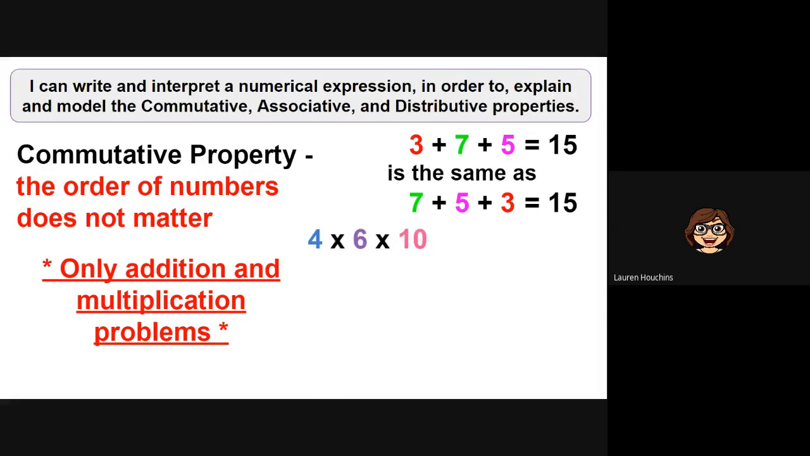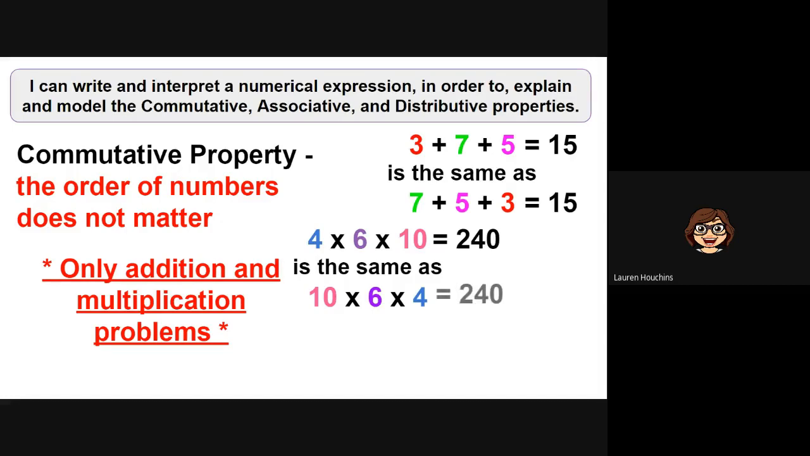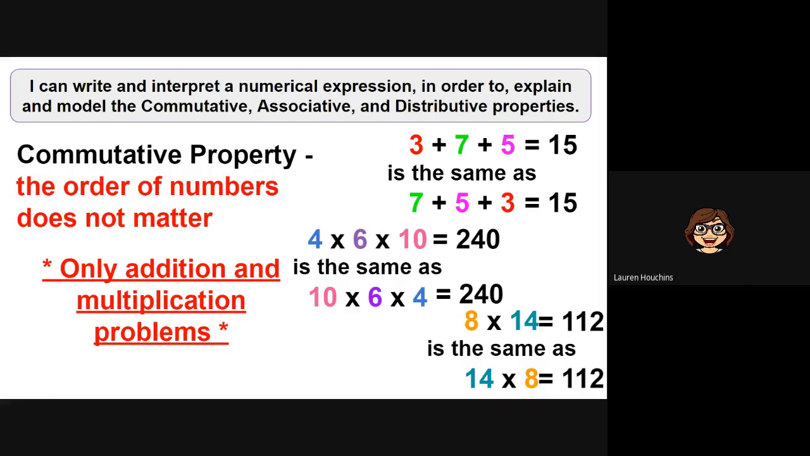Another example, 4 times 6 times 10. 4 times 6 is 24. 24 times 10 gives me 240. But because of the commutative property, I can switch the order of those numbers, say 10 times 6 times 4, and still get 240. I can still use the commutative property with just 2 numbers, such as 8 times 14. That's going to give me 112 when I multiply it, but that's going to be the same as 14 times 8 because of the commutative property.